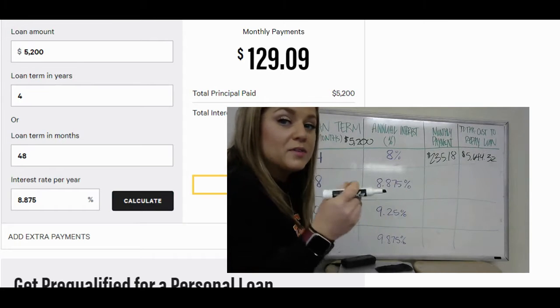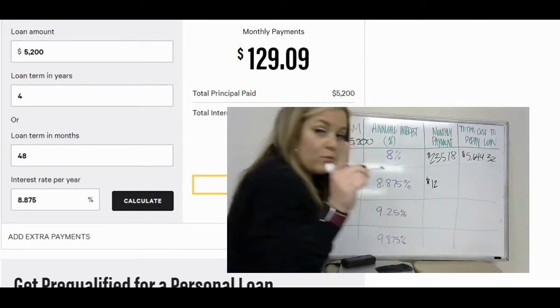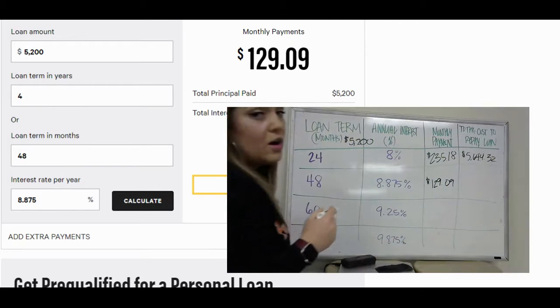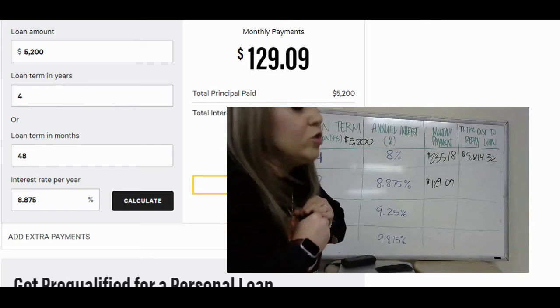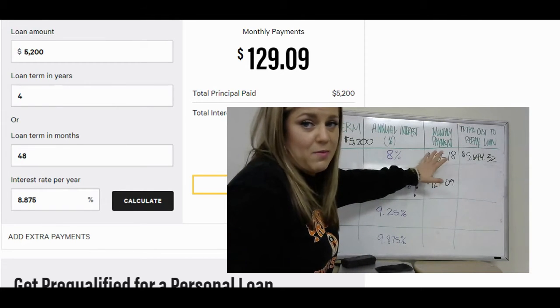Okay, now that's cheaper, right? Because you're breaking it up into smaller payments. You have more payments, but we're going to look at something in a second. $129.09, that's how much it is each month. Okay, so let's go back and look at this one. We had $235.18 a month.